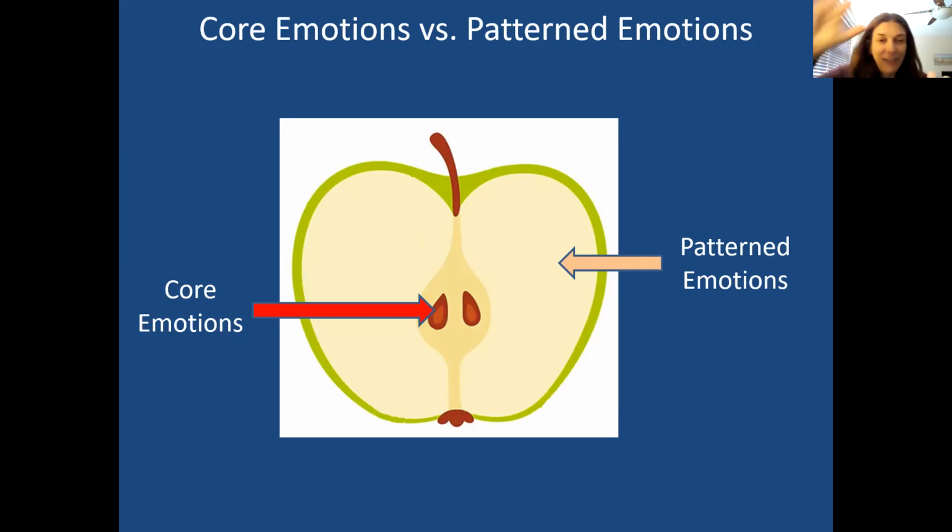And then the flesh of the apple, the fruit of the apple, is around it. And it's what people tend to see more. It's what we tend to experience more because it's perhaps more acceptable, or it was more acceptable, or was more adaptive in some way. Okay, so we're going to get more into this detail here.